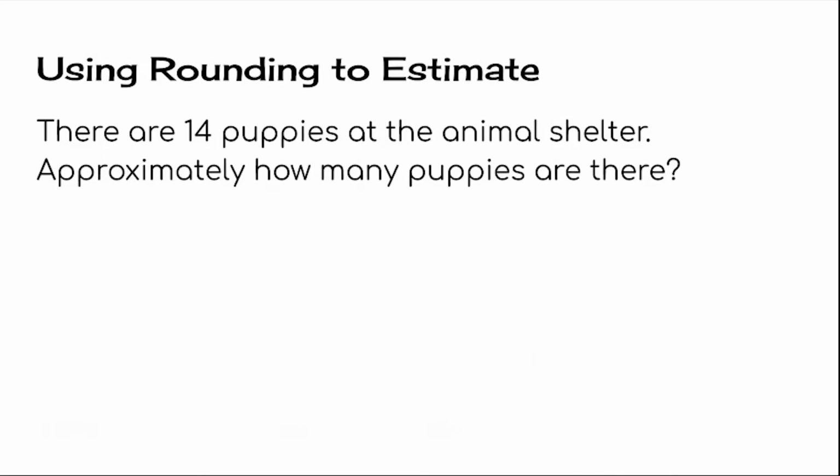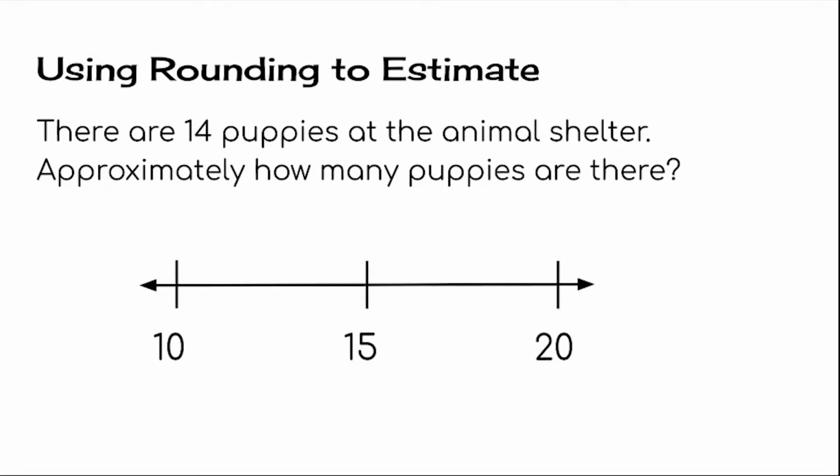How about another example from the animal shelter? There are 14 puppies. Approximately how many puppies are there? Approximately is another estimating word, and we can use rounding to help us. Here's my number line. I have 10 and 20. That's what 14 is in between. It belongs right about there, a little bit less than halfway.